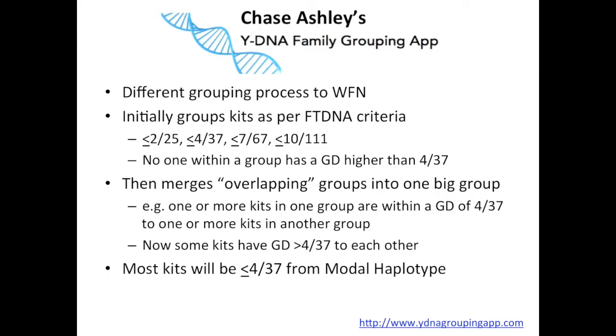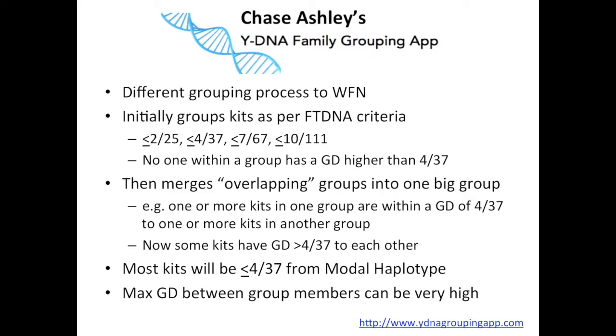Most kids will be less than or equal to 4 from the modal, but not necessarily from everybody else within the group. But from the modal haplotype of the group, they will usually be a genetic distance of less than or equal to 4. The maximum genetic distance between group members, though, can get very high, and I'm going to show you an example of that.